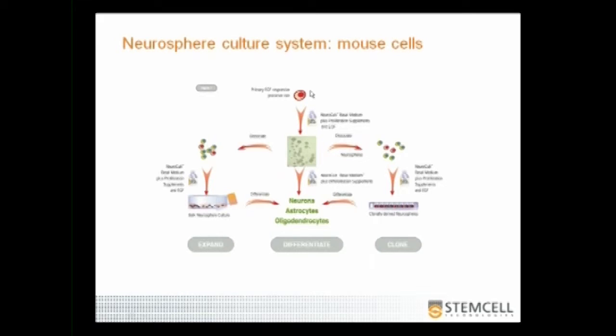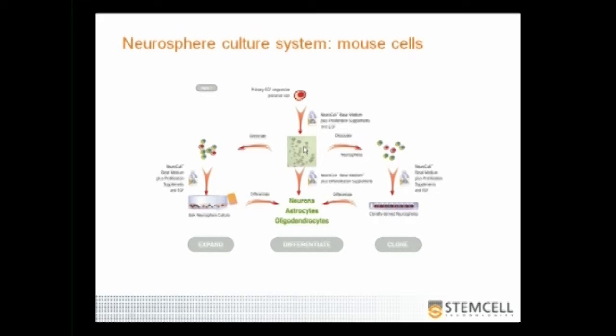For mouse cells, cells are counted and seeded at a specific cell density in NeuroCult complete media containing EGF, or EGF and FGF for adult mouse cells. After 5 to 7 days, large numbers of neurospheres are generated in response to the growth factors. The neurospheres are dissociated when they reach about 100 to 150 microns in diameter to produce a single cell suspension, and these are counted again and replated under the same culture conditions as the primary cells.